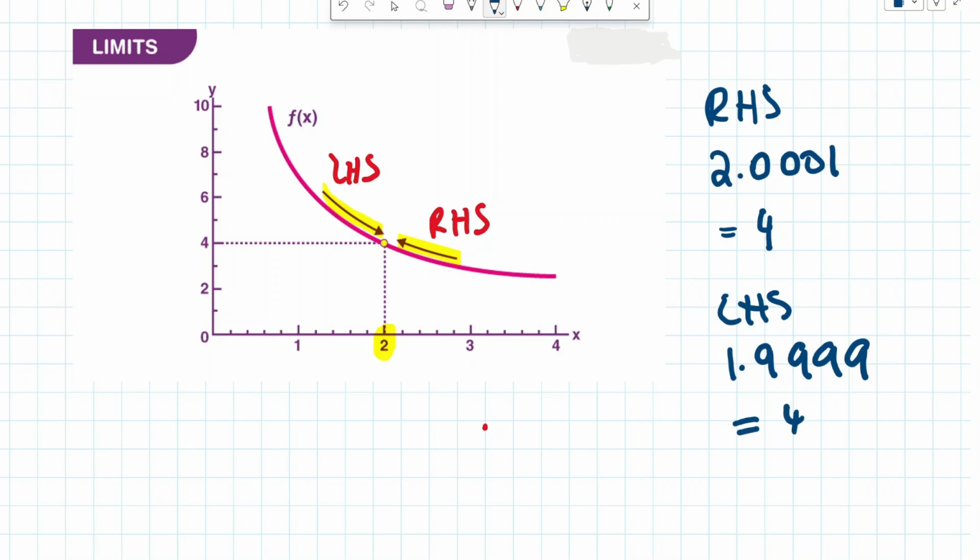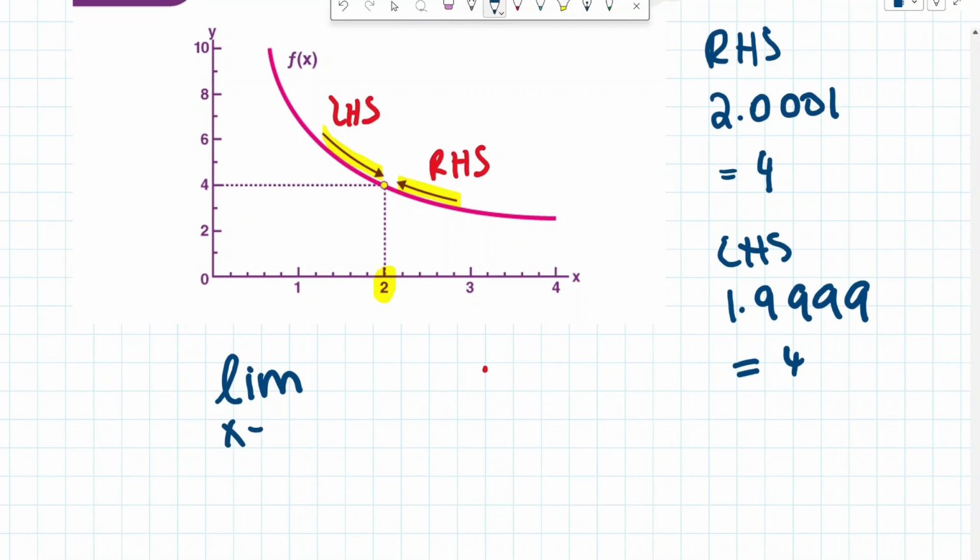So we've actually just solved our very first limit together. Let's write this in proper limit notation. That means that the limit as x approaches 2 of our function f of x equals 4.